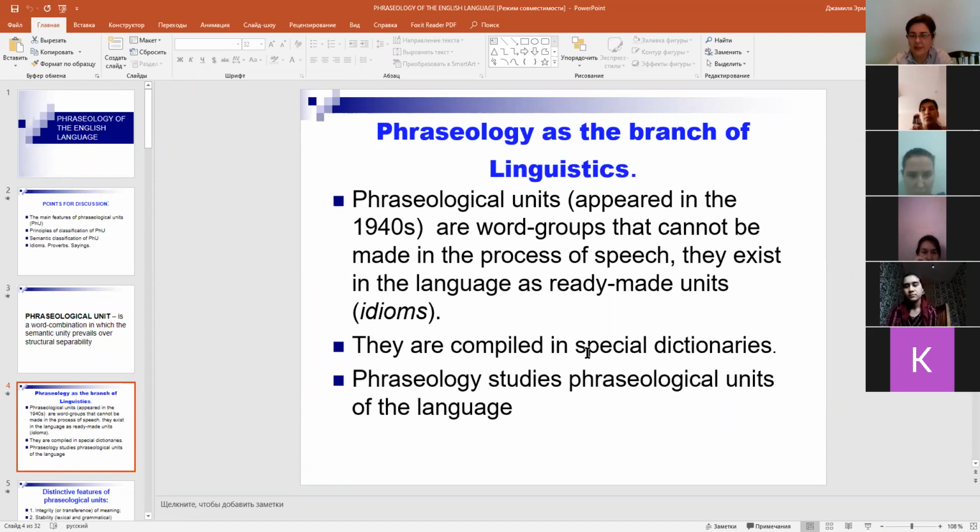They are compiled in special dictionaries. Some of you use the dictionaries of phraseological units or phrasal verbs. Do you have such kind of dictionaries?